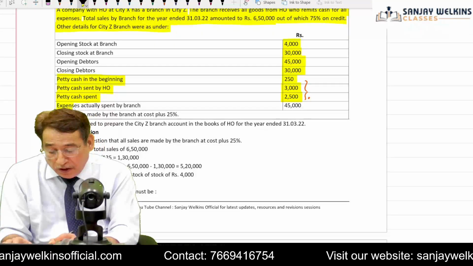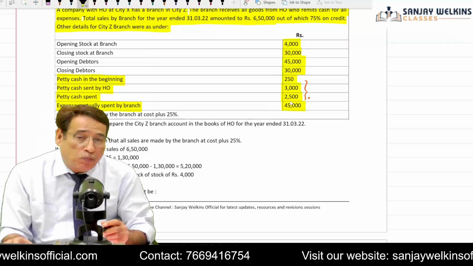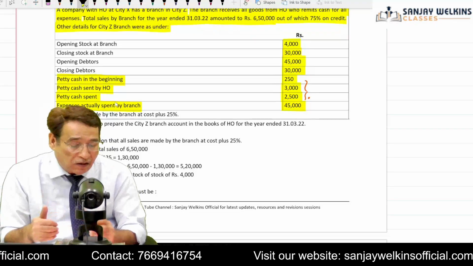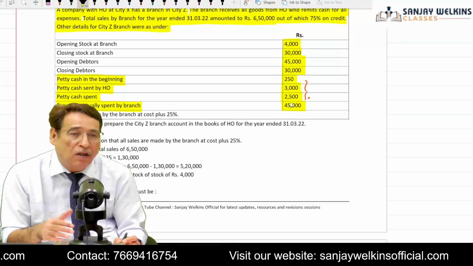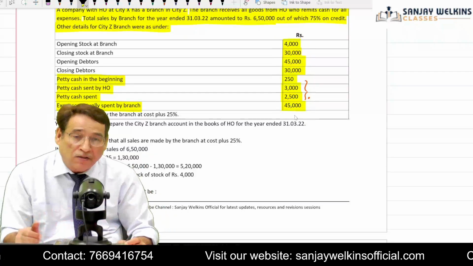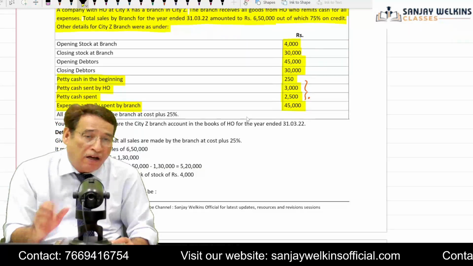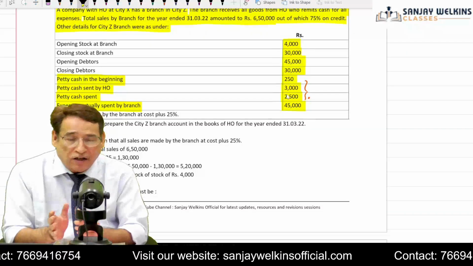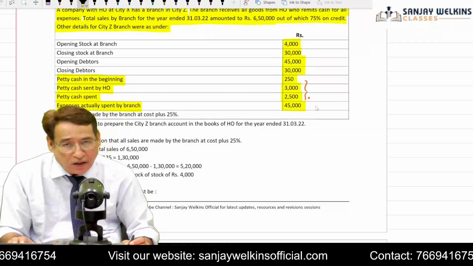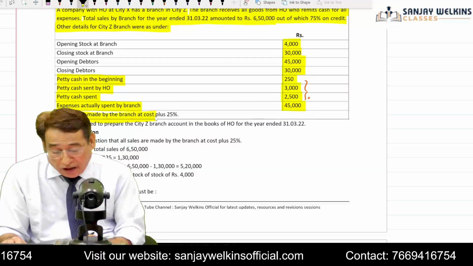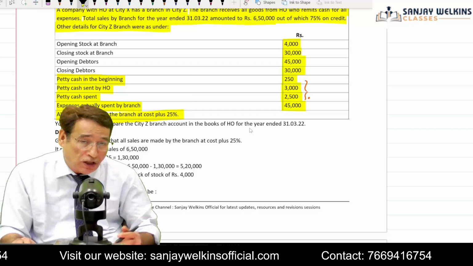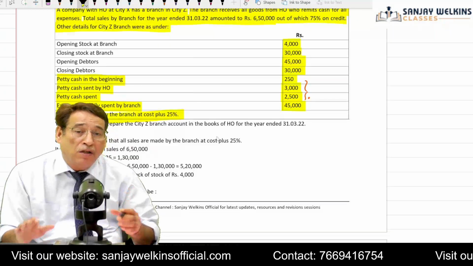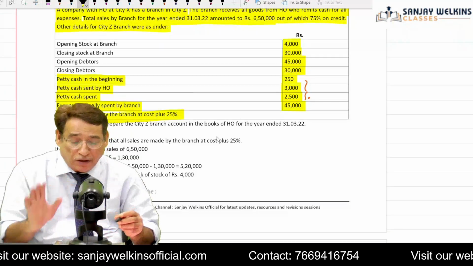Further, it is written expenses actually spent by branch. Indirectly it means head office has sent 45,000 worth of cash to the branch, and through that branch must have met these expenses because it is clearly written that head office remits cash for the branch expenses. So branch expenses are 45,000. For that, cash will be remitted by head office to the branch office. Is it clear to you? And all sales are made by the branch at cost plus 25%. Similar to the last question, here it is stated, whatever sales branch makes, those sales are at a margin of 25% on cost.